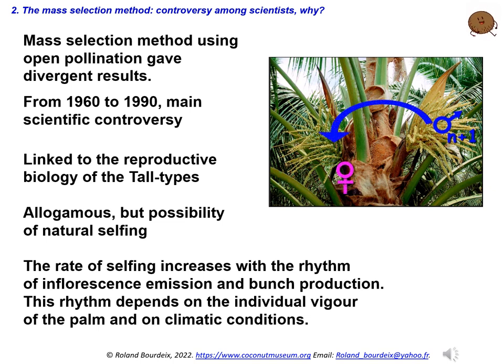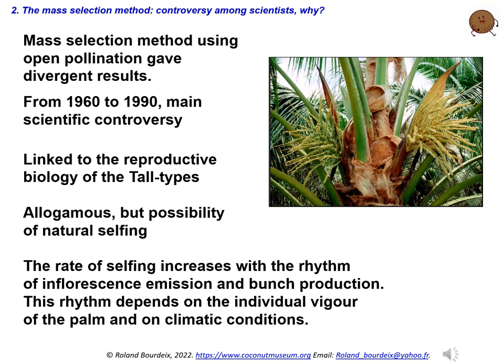The rate of selfing increases with the rhythm of inflorescence emission and bunch production. This rhythm depends on the individual vigor of the palm and on climatic conditions. When selecting good-performing palms in the best plots, one may select palms with a higher tendency for selfing. Consequently, their progeny suffers from an inbreeding depression resulting in lower productivity.